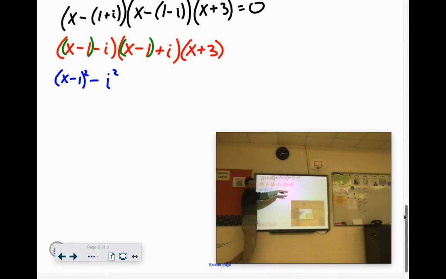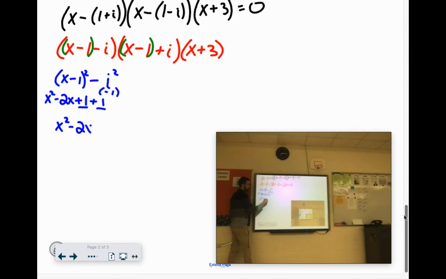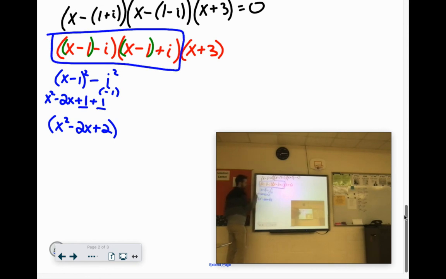And then, of course, we'll have to mess with the x plus 3 later. We won't worry about that now. Let's just simplify this the rest of the way. So x minus 1 squared would be x squared minus 2x plus 1. i squared is negative 1, so this is minus negative 1, which is really plus 1. So if we simplify our like terms, x squared minus 2x plus 2. Great, that's what all this simplifies to. x squared minus 2x plus 2.